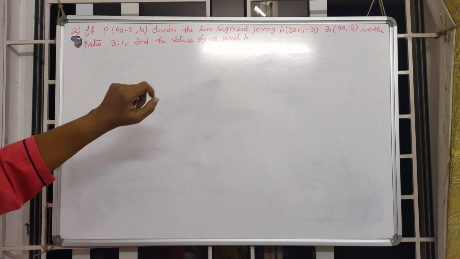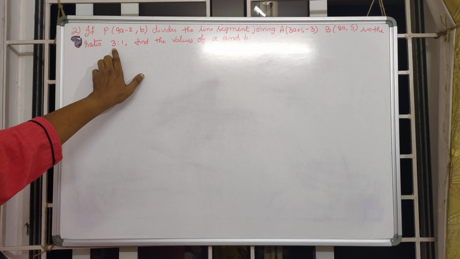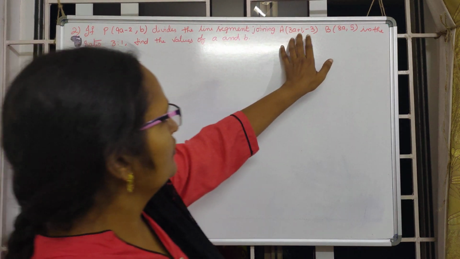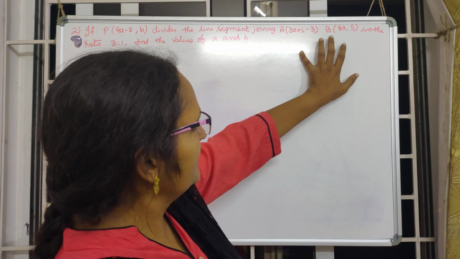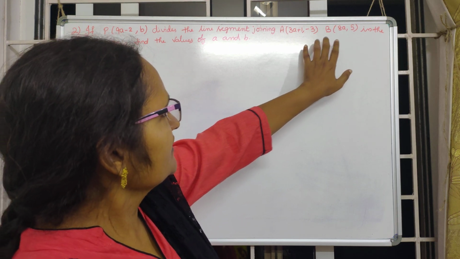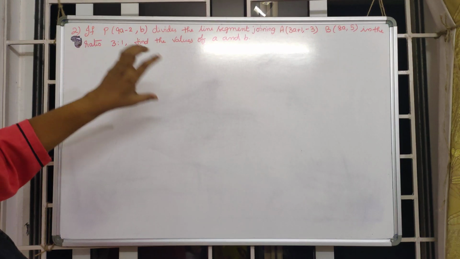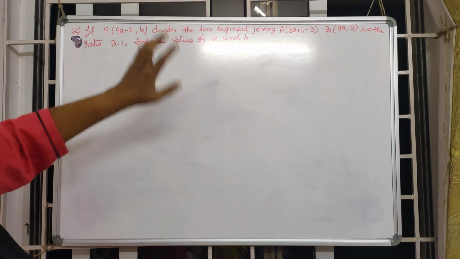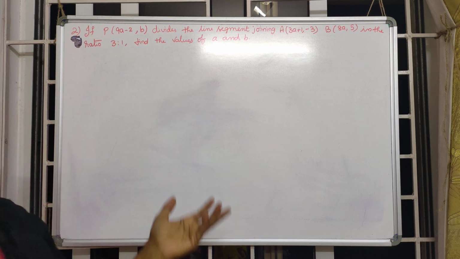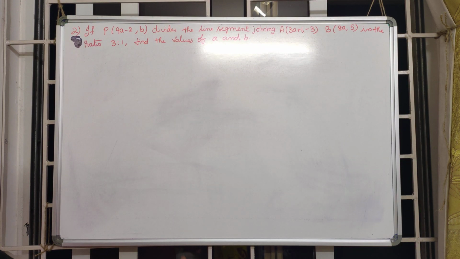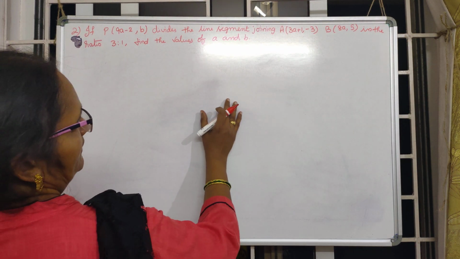So what do we do? Using the section formula, we know the ratio here and also the coordinates of A and B, meaning the line segment coordinates. Using the section formula, we will find the coordinates of P and equate them with the given coordinates of P, so that we can find the values of a and b. Let us see this one.